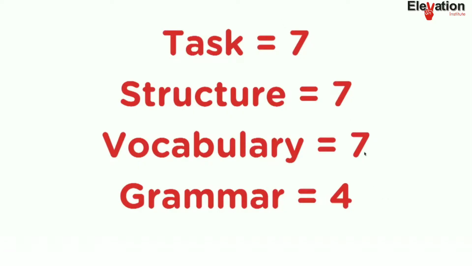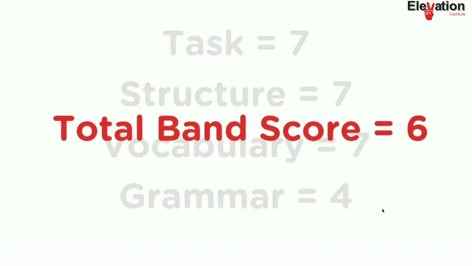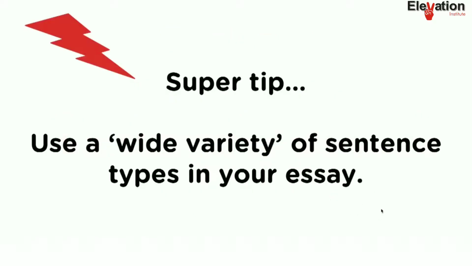And let's say the same thing happened here. You got 7 for task, 7 for structure, 7 for vocab, and 4 for grammar. The maximum score you can get for writing then, because of the grammar score, is 6, right? So the super tip is this. You need to use a wide variety of sentence types in your essay, and if you don't, the same thing will happen to you that happened to me, and your mark will get stuck on something poor, okay?